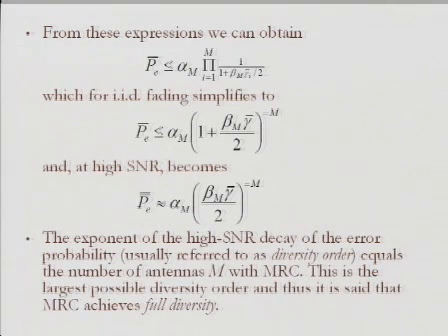Now at high SNR, we can further simplify it because when gamma bar is very large, this term is much bigger than 1, and so we can just drop this 1 in the front and we get this simplified form. There's an important observation here, which is the exponent. This falls as gamma bar to the minus M. So as we increase gamma bar, the PE bar falls as gamma bar to the minus M. This is probably the most common way of measuring diversity: the exponential decay of PE bar with gamma bar.